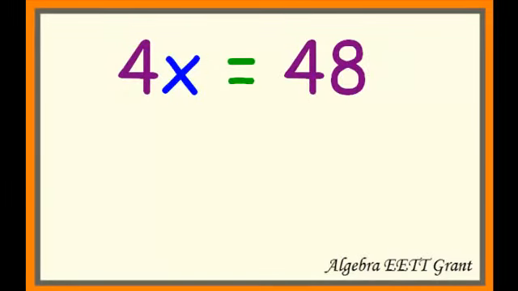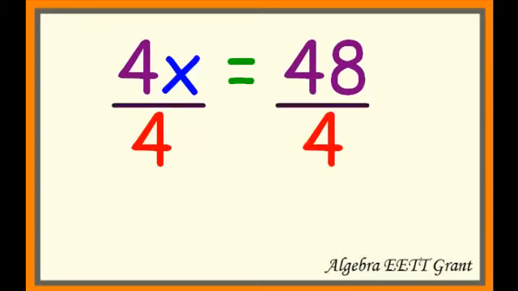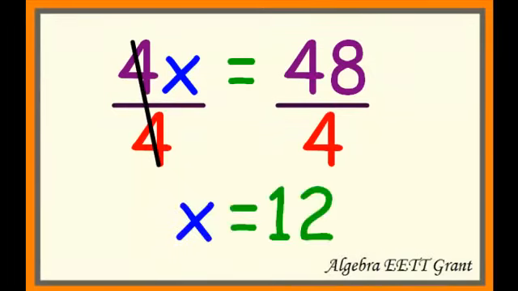On this example, instead of having a number added to x, now it's multiplied. How do you get rid of something that's multiplied by x? Well, to divide it off, what we do is its opposite, and the opposite of multiplying is dividing. So we're going to divide both sides by 4. Now on the left side, the 4s cancel off, and you're going to get x equals 48 divided by 4, which is 12. So now we know the value of x in this equation is 12.